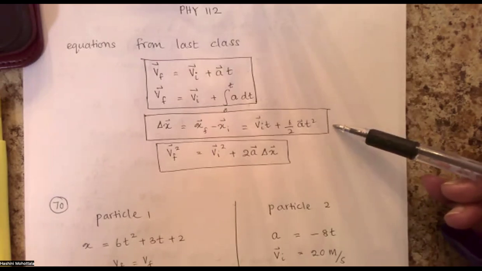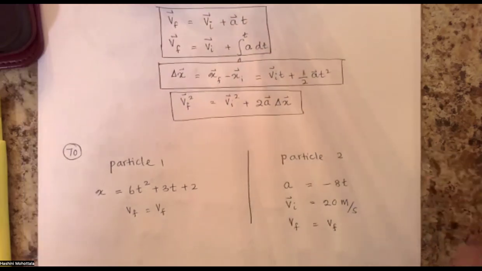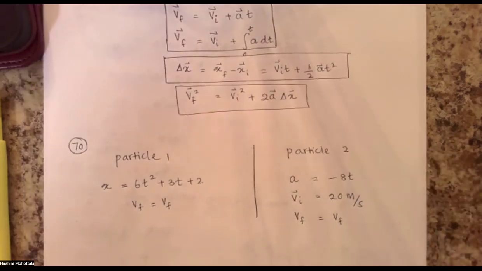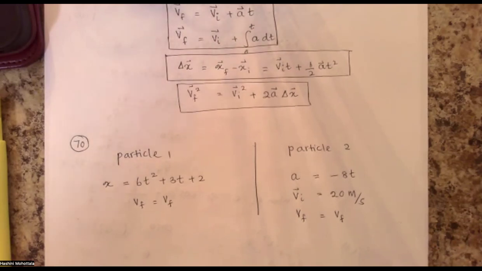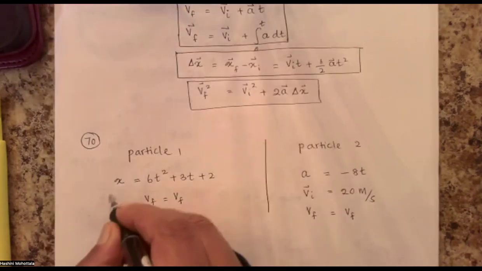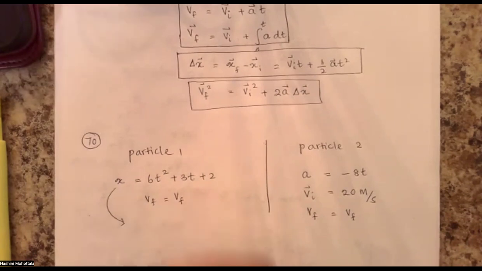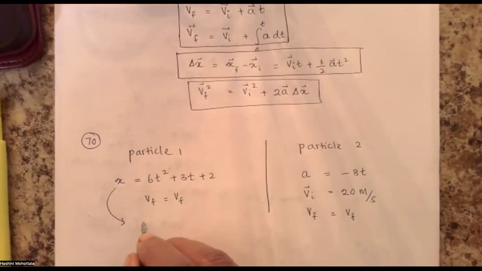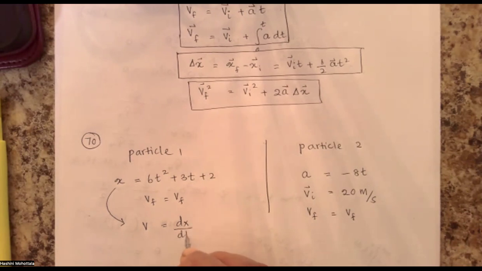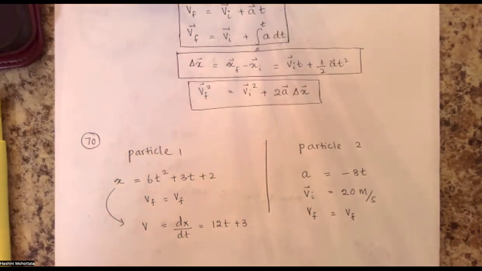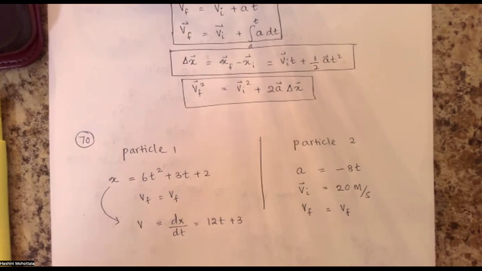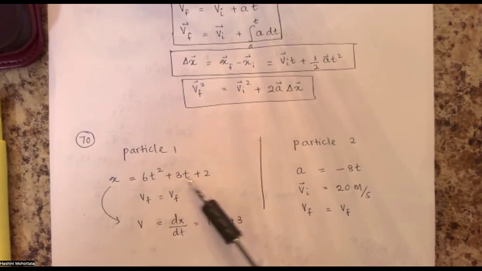I was saying for particle 1, if you find the derivative of the displacement equation, it'll give you the velocity equation. Absolutely. So there you have particle 1 displacement given. In order to find the velocity, you can take the derivative of the displacement function, which is 12t plus 3. Right? Take the derivative of the displacement function, 6t square plus 3t.